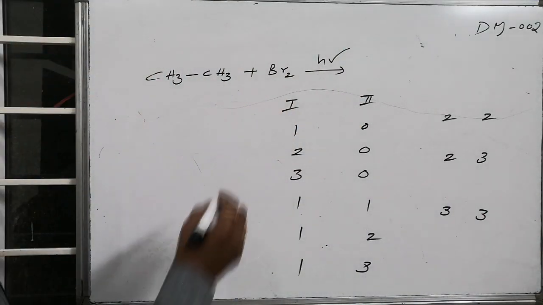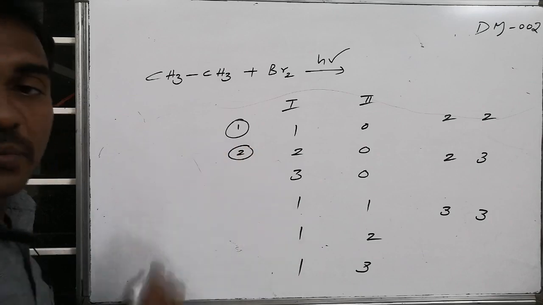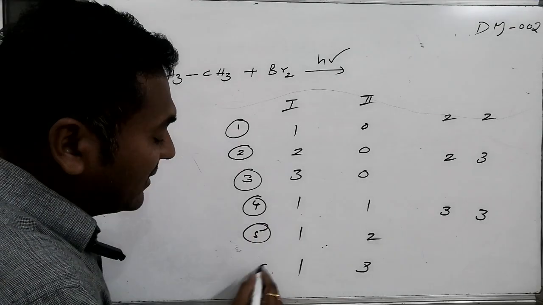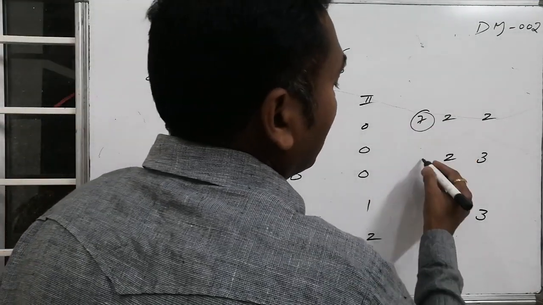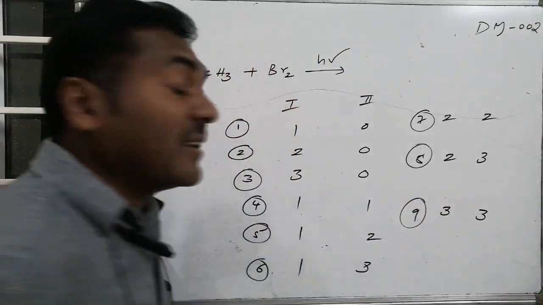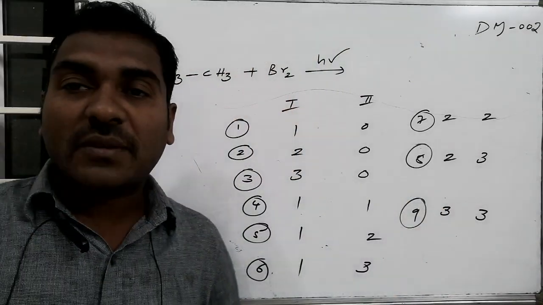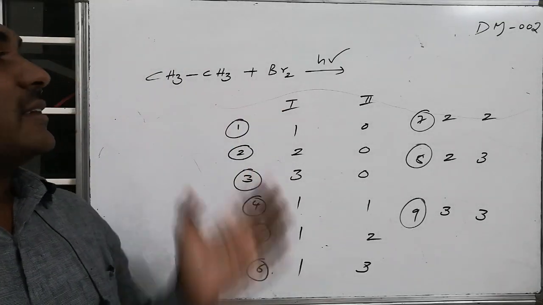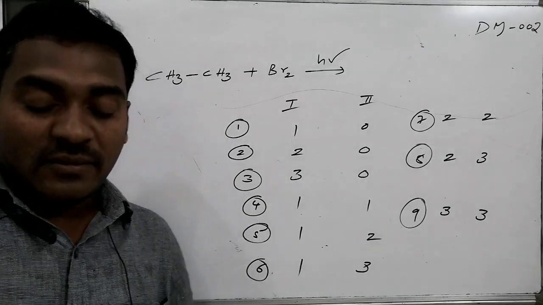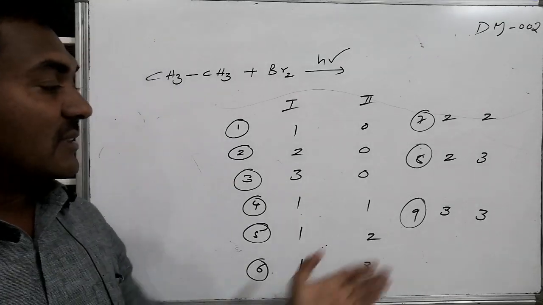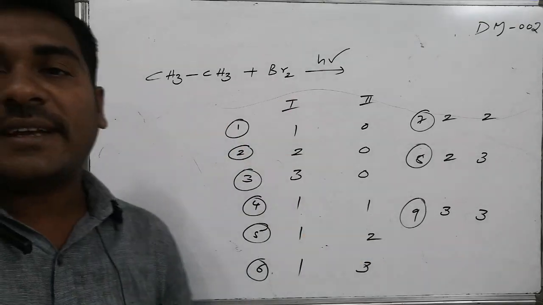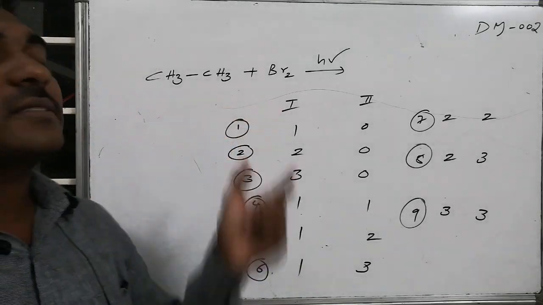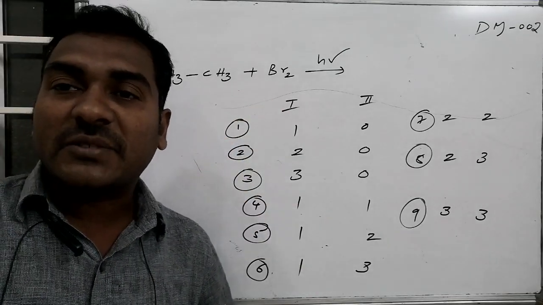The total varieties: this is the first variety, this is the second, this is 3, 4, 5, 6, 7, 8, and 9. Total 9 possible varieties of compounds are eligible as products when bromine is allowed to react with ethane in presence of sunlight, when excess bromine is present. Thus, a mixture of 9 possible varieties of compounds can be formed when ethane is allowed to react with bromine in presence of sunlight.